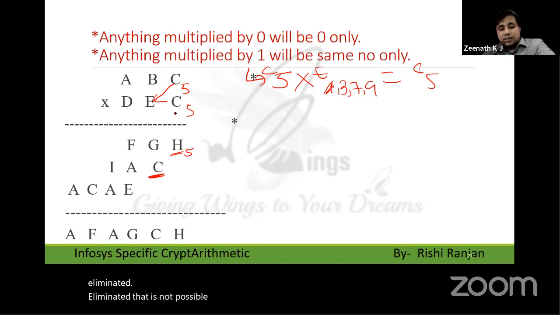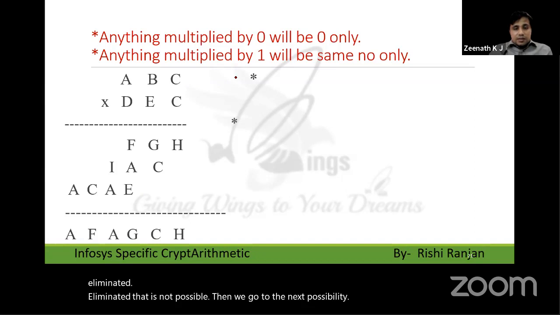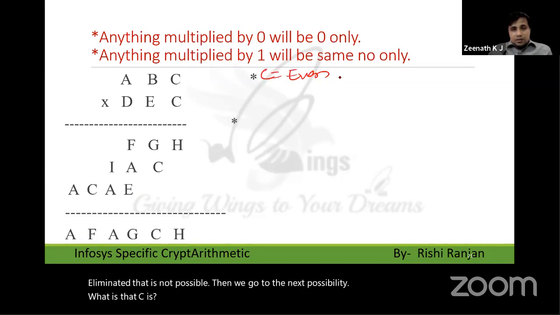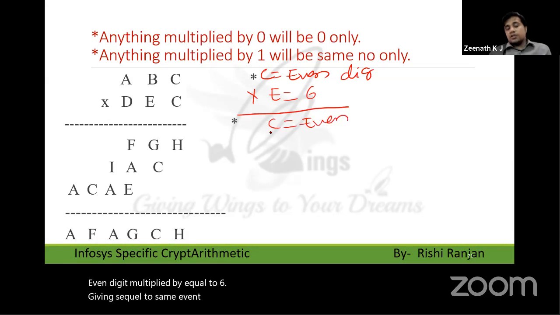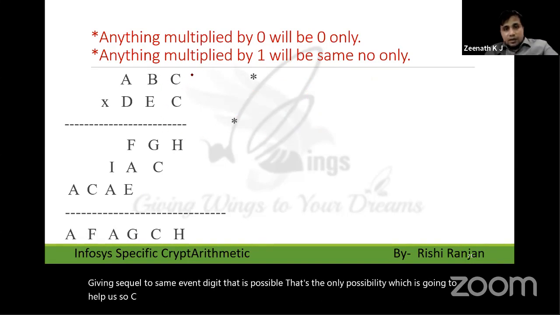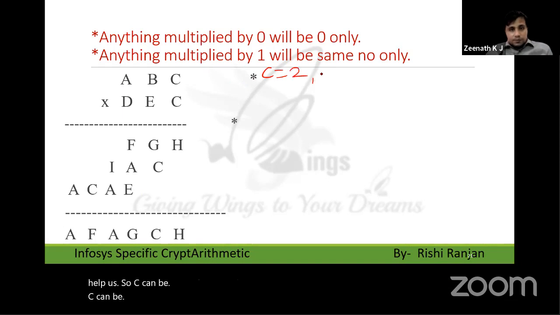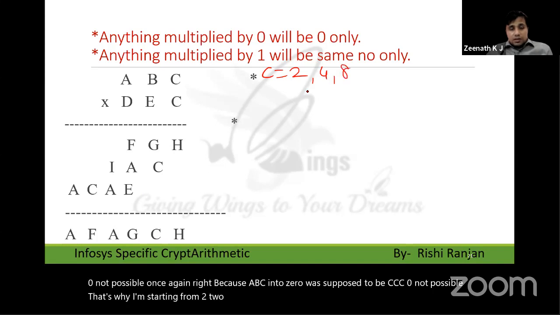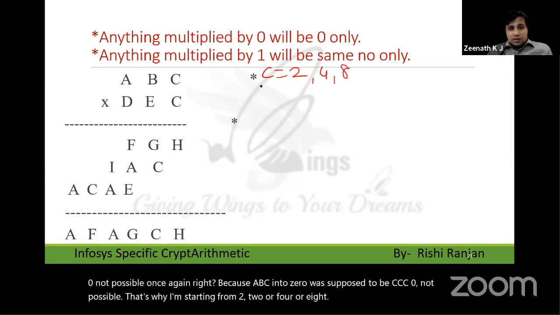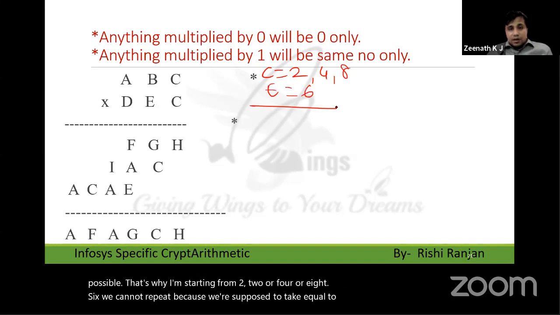Then we go to the next possibility. What is that? C is even digit multiplied by E equal to 6, giving C equal to same even digit. That is possible. That's the only possibility which is going to help us. So C can be 2, 0 not possible, once again, right? Because ABC into 0 was supposed to be CCC. 0 not possible. That's why I'm starting from 2. 2 or 4 or 8. 6 we cannot repeat because we are supposed to take E equal to 6, and then multiplied by this, we are supposed to get again C equal to 6.